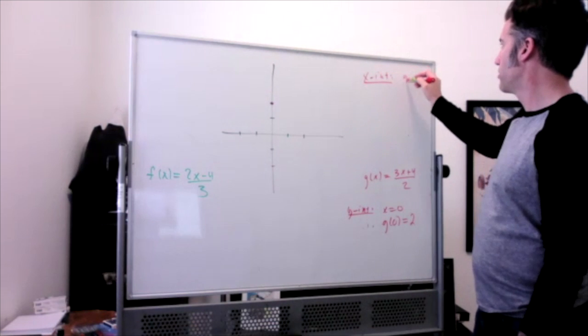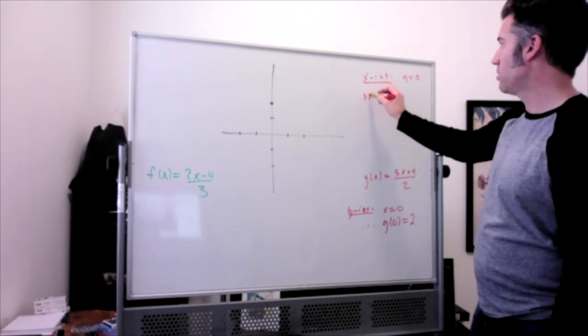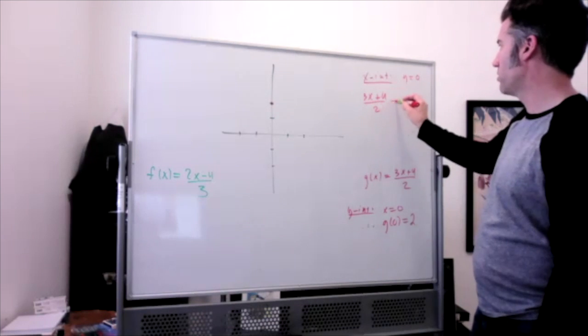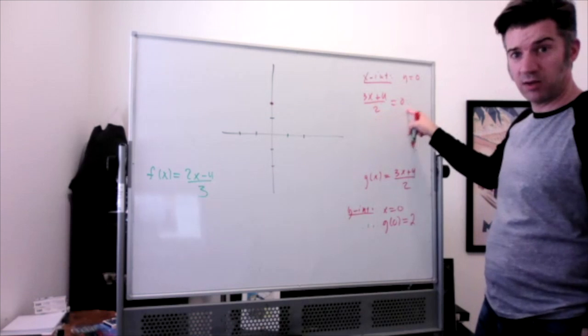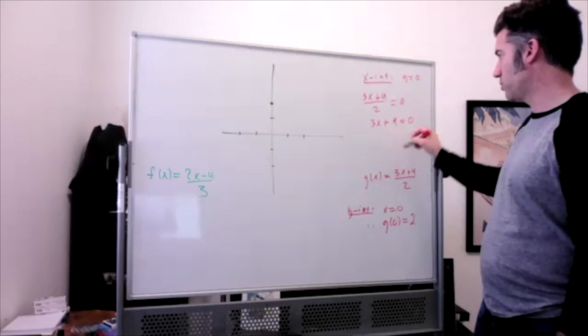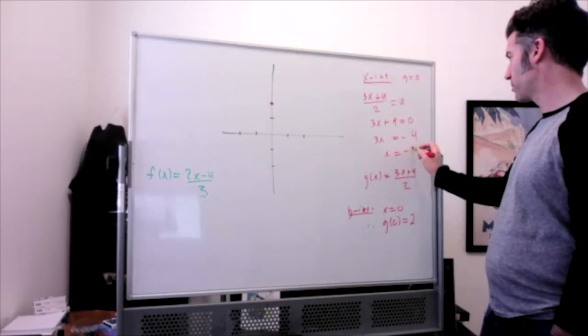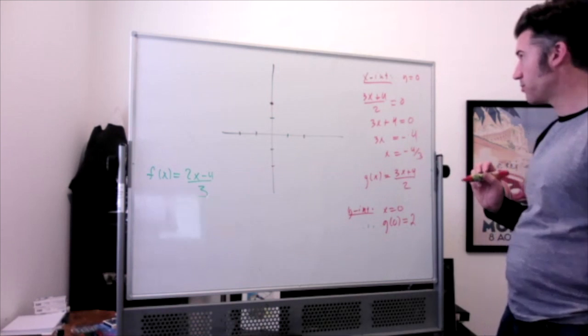Then to find the x-intercept, I'm going to set y equal to 0. So (3x plus 4) over 2 equals 0. I can multiply both sides by 2 to get 3x plus 4 equal to 0. Subtract 4. Divide by 3. So x is negative 4/3.